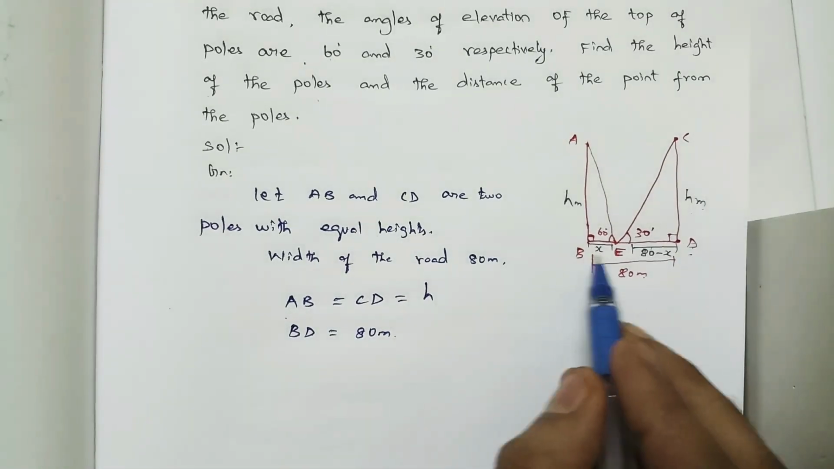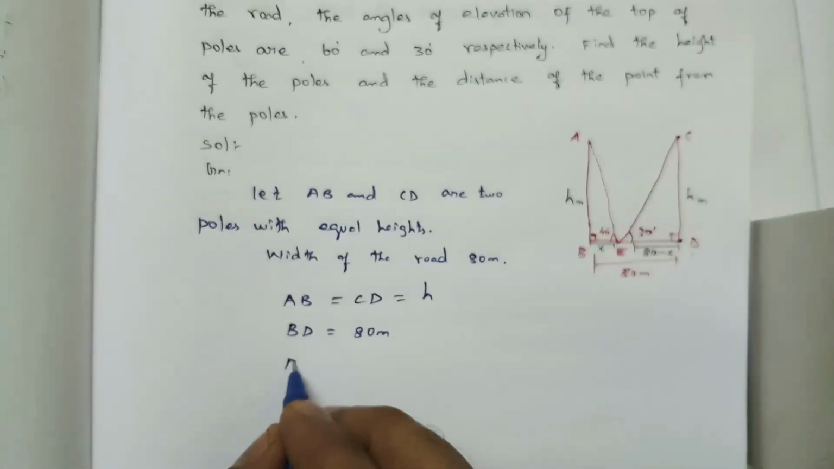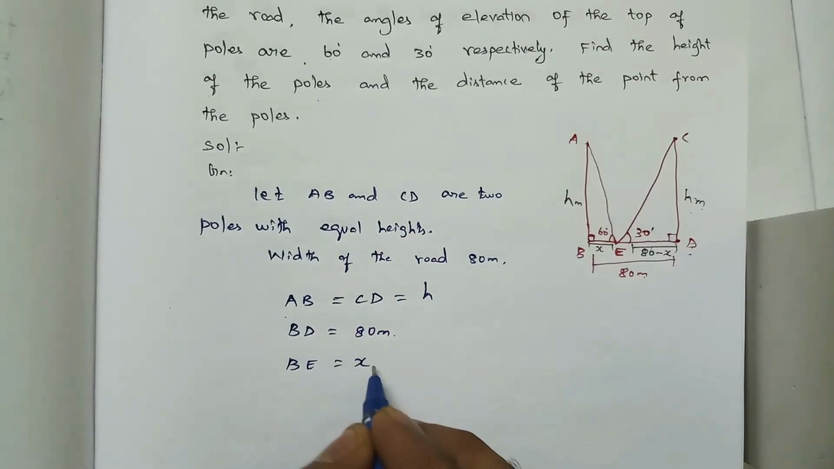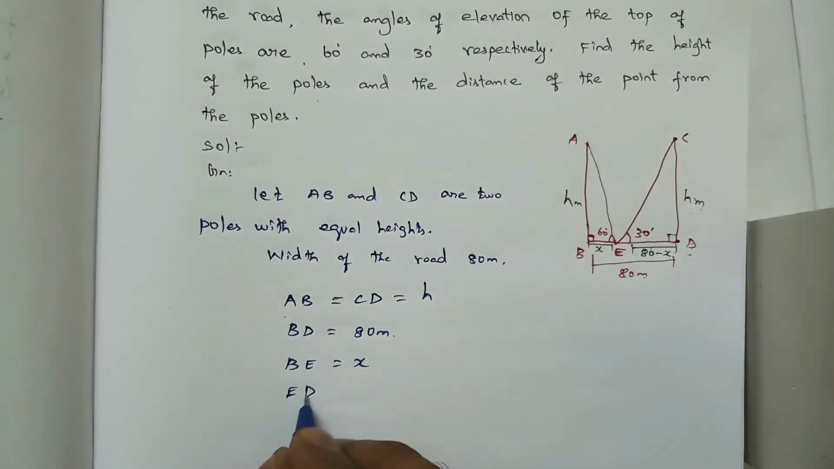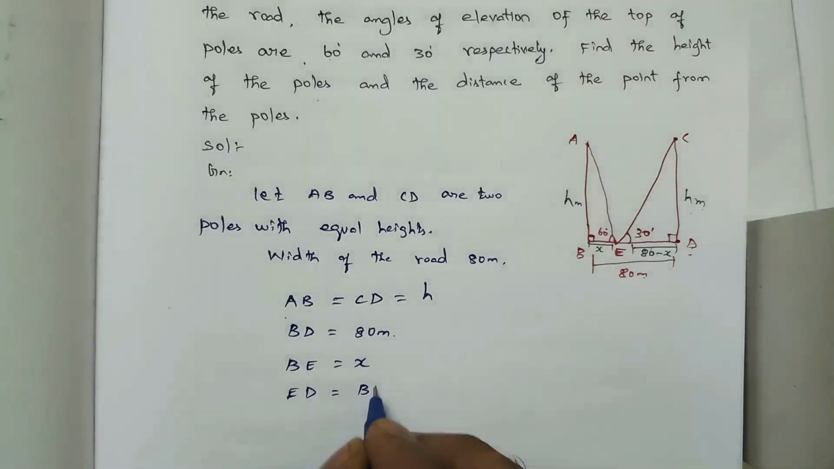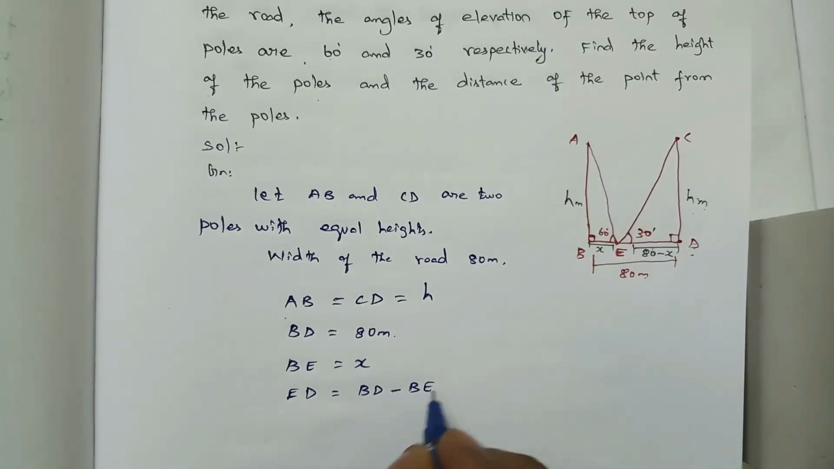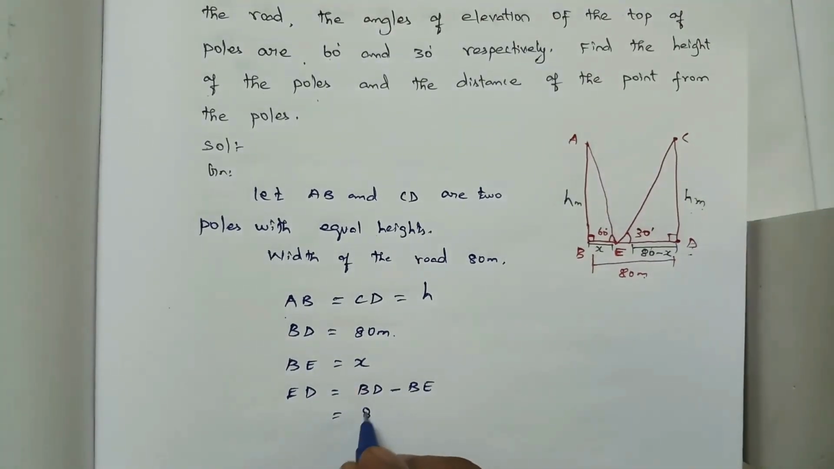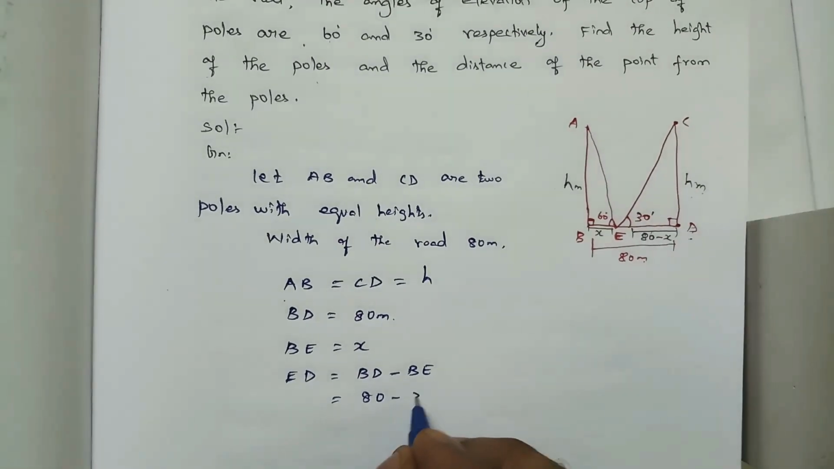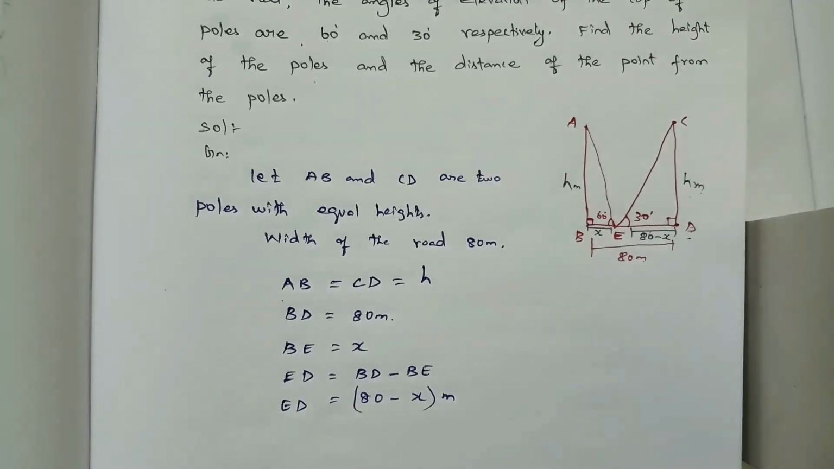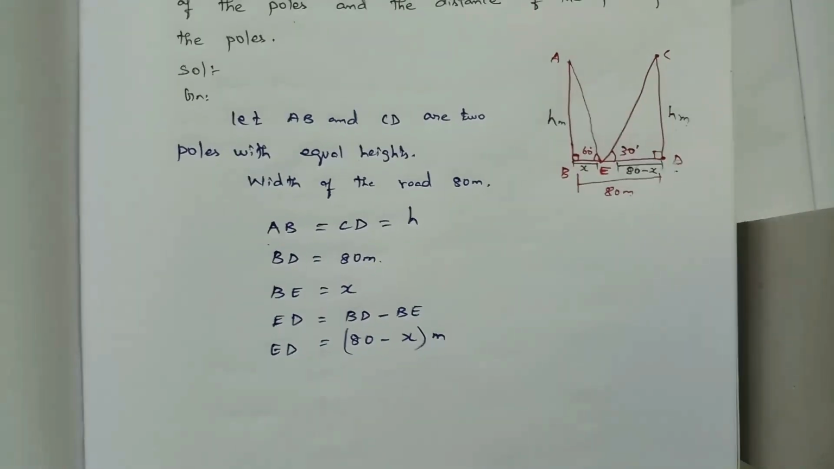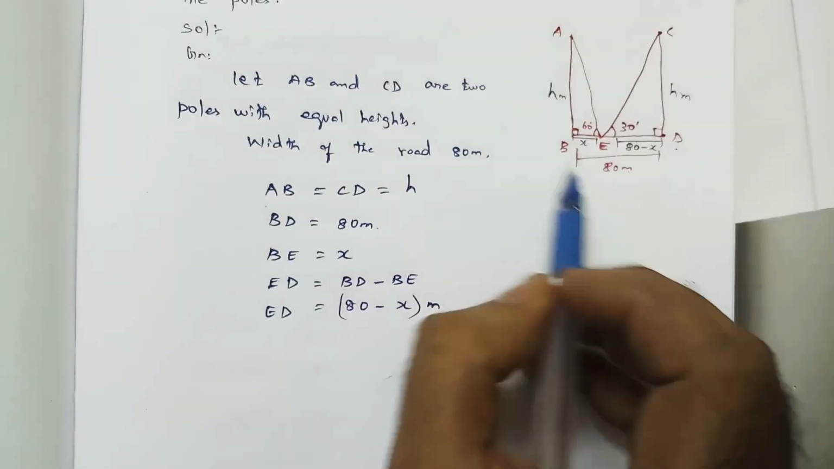And I'm just assuming that BE is equal to X meter, right? ED is equal to BD minus BE. That is, BD is nothing but 80 minus X meter, right? So ED is equal to 80 minus X meter, right? Now we are having two right triangles. What are they? One is nothing but right triangle ABE, right?